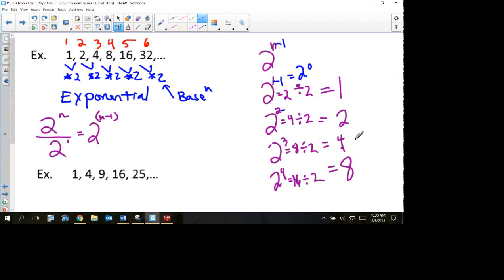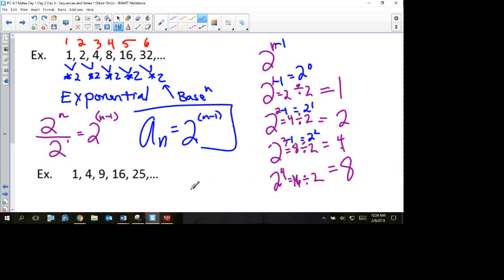If I had 2 to the 2 minus 1, that would be 2 to the 1st, which is 2. If I had 2 to the 3 minus 1, that would be 2 squared, which is 4. So it works out. Our final one is a sub n equals 2 to the n minus 1. This is good, but it's just not simplified all the way. Okay?